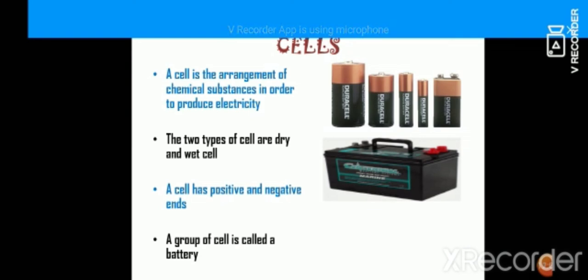Now, diagrammatically, if you're asked to draw the diagram of a cell, those of you that have been solving past common entrance questions might have come across a diagram like this. When a diagram like this is drawn, one end with a positive sign, the other end with a negative sign, it shows that it is a cell. The one on top is a cell, the one below is a battery. Why? Because there are two cells there, the one on the left and the one on the right, while the first one that has just one positive and one negative is a cell. So take note, that is how to represent a cell using a diagram in science.